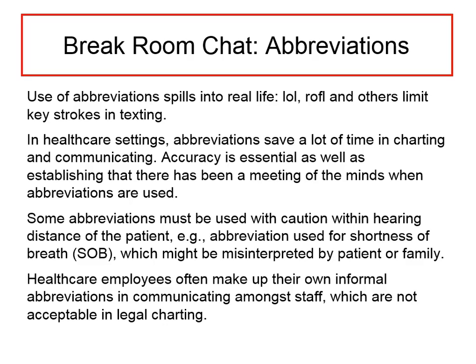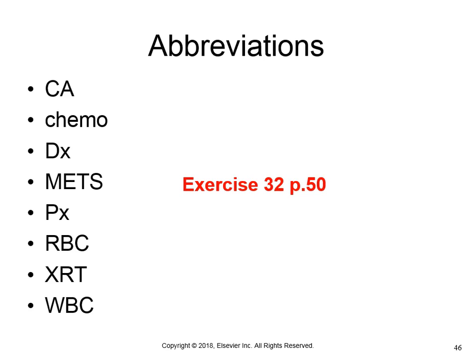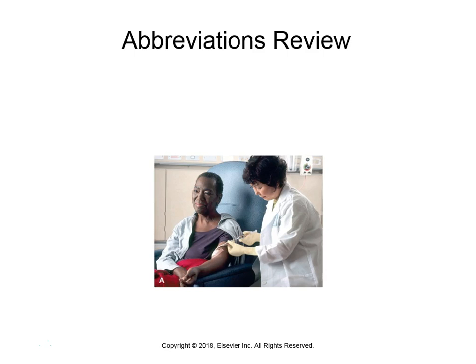And with healthcare employees, you might find certain hospitals have different abbreviations that they've just come up with, just like you in your note-taking might have little abbreviations for things that other people might not know. Here are the ones that are for this chapter. I tried to highlight them as much as possible as we were working through the chapter, but you can see what they are. Carcinoma, chemotherapy, DX, diagnosis, PX is prognosis, and so on. So there is an exercise at the end of the chapter that goes through those abbreviations.